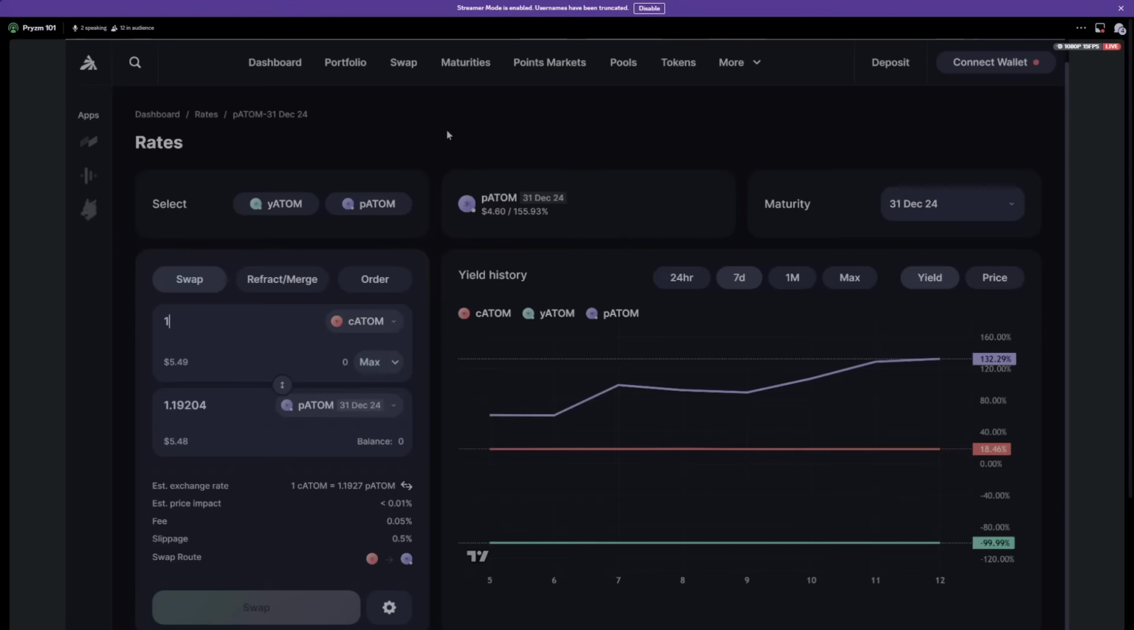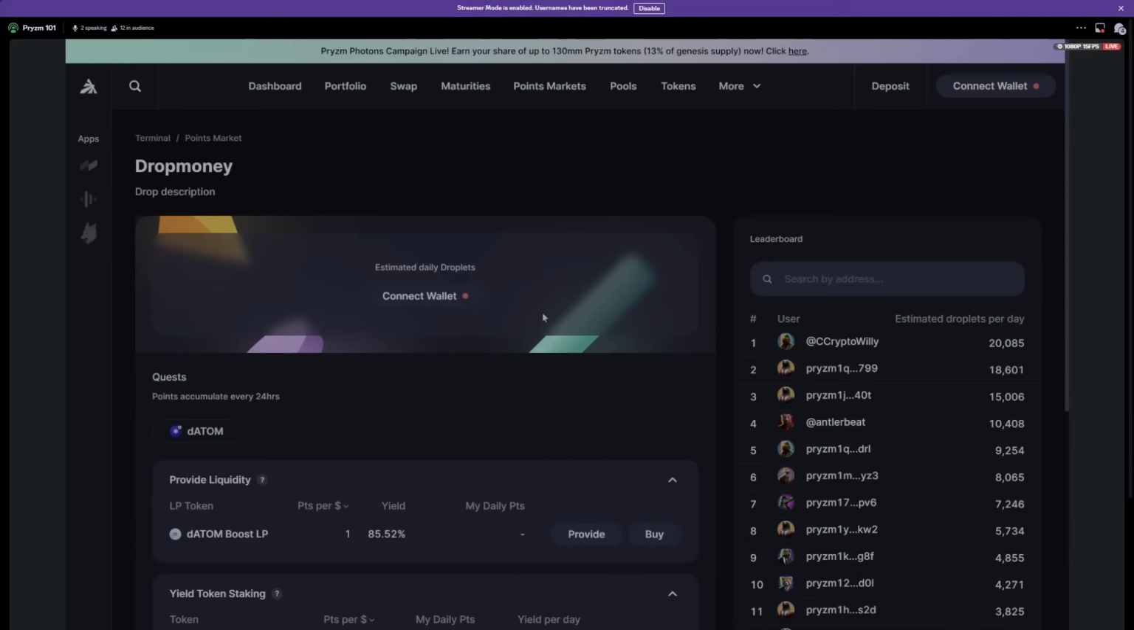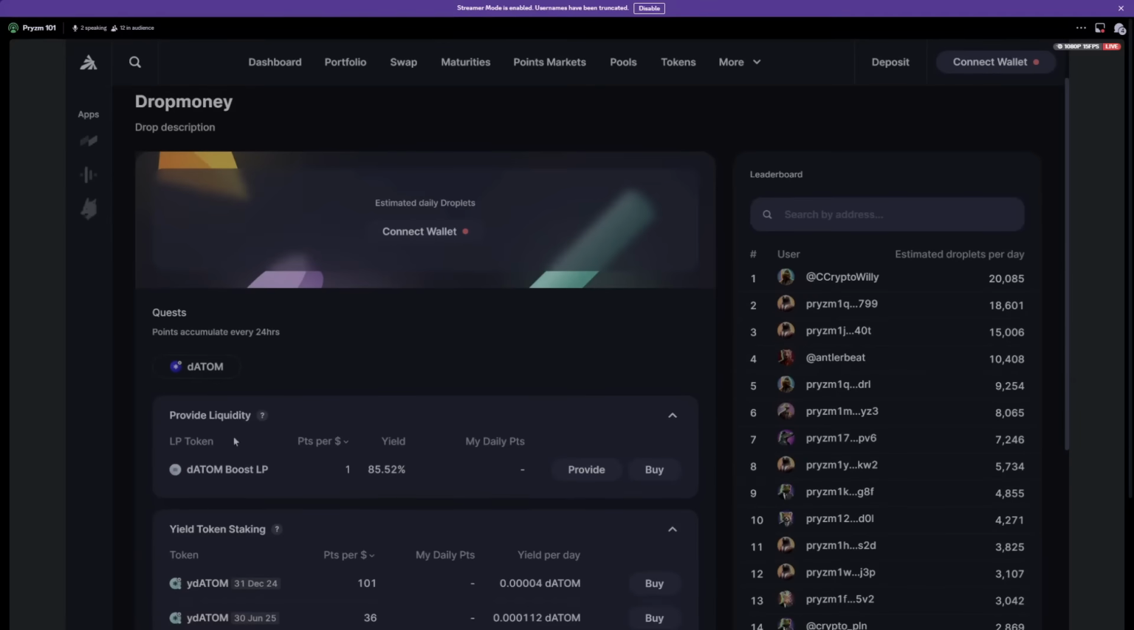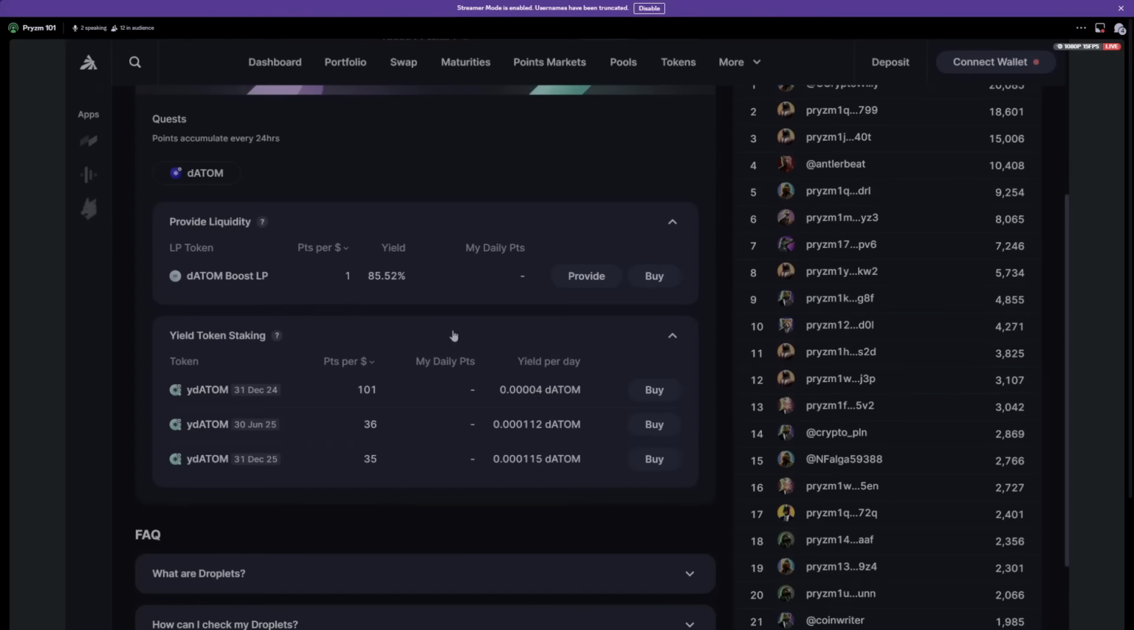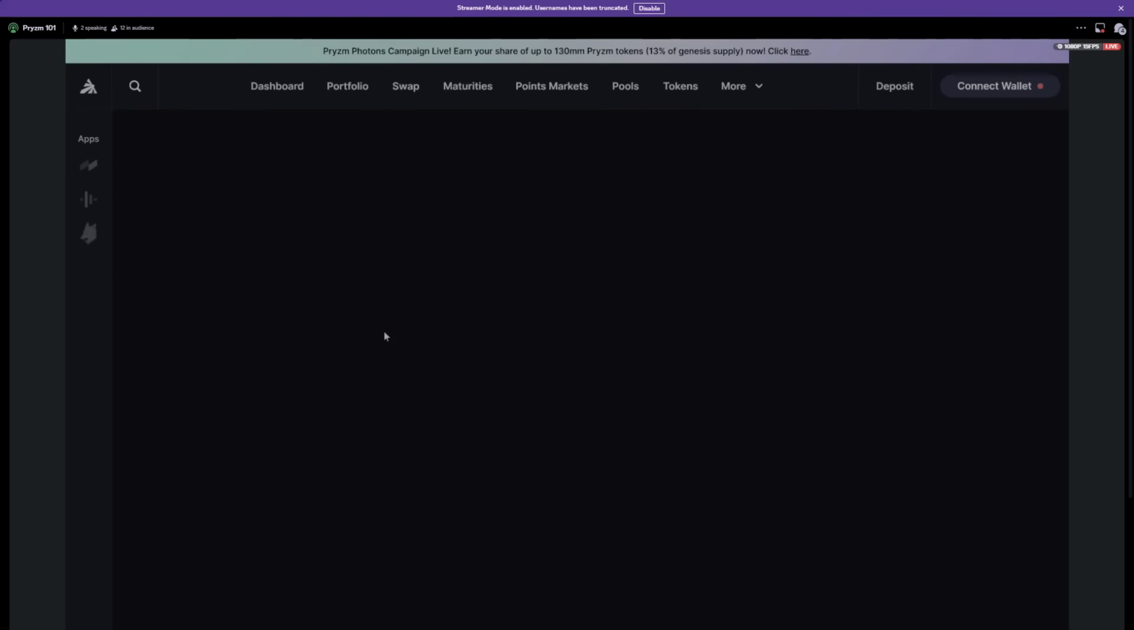So, for example, we have Droplets drop here, who are doing an airdrop and doing photons. You're not earning any droplets if you have ATOM delegated on the Cosmos Hub. If you come here and use it on Pryzm and provide liquidity or hold a yield token, then you're earning droplets. That's how it works, completely up to each individual project, basically, if that makes sense.